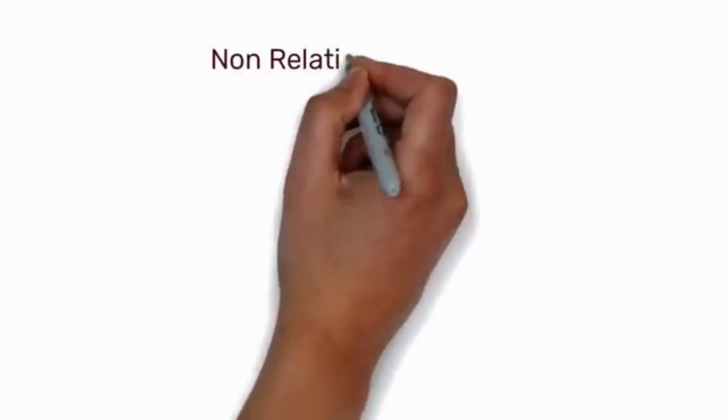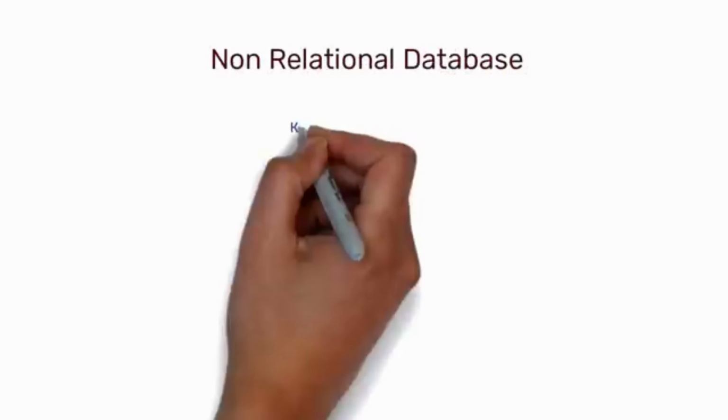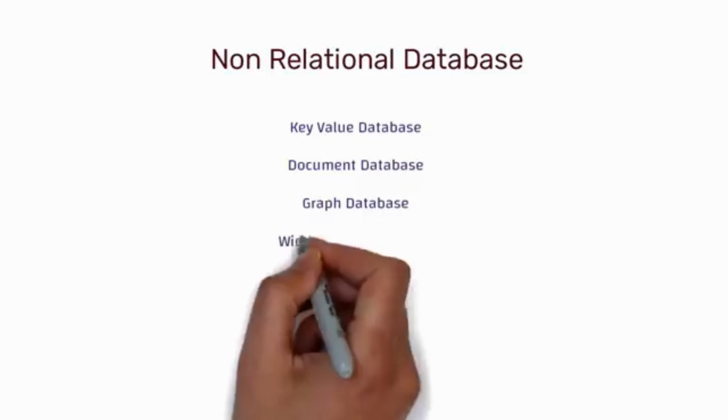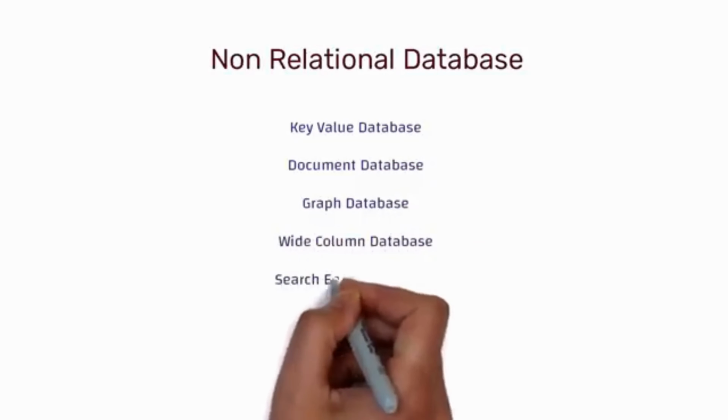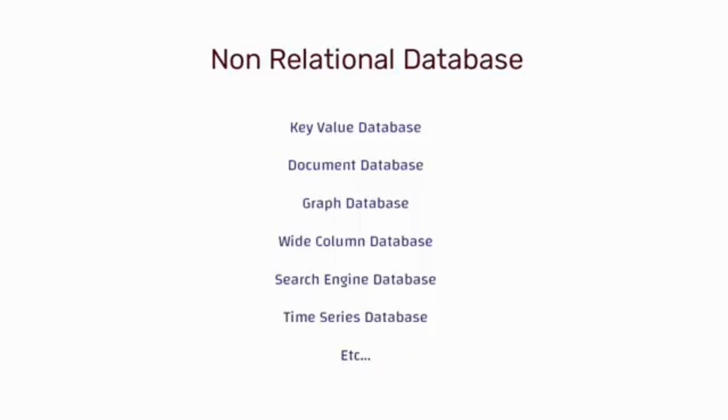Non-relational database. When it comes to a non-relational database, there are several categories of database, such as key value store, document database, graph database, wide column database, search engine database, time series database, etc. Each of these databases store data differently and are useful for managing specific types of data. Let's briefly look at a few of them.